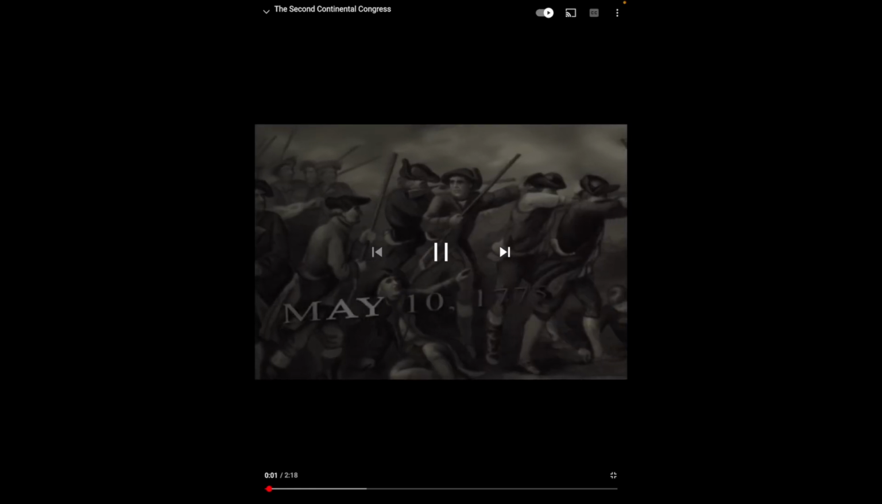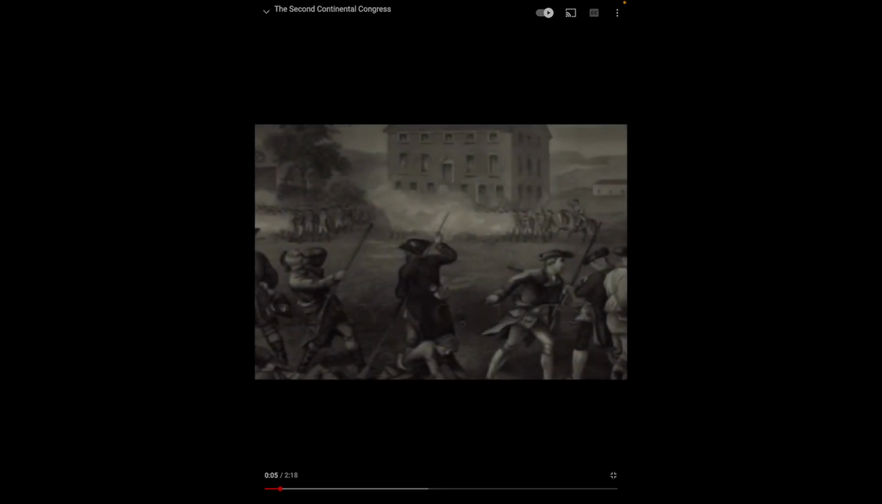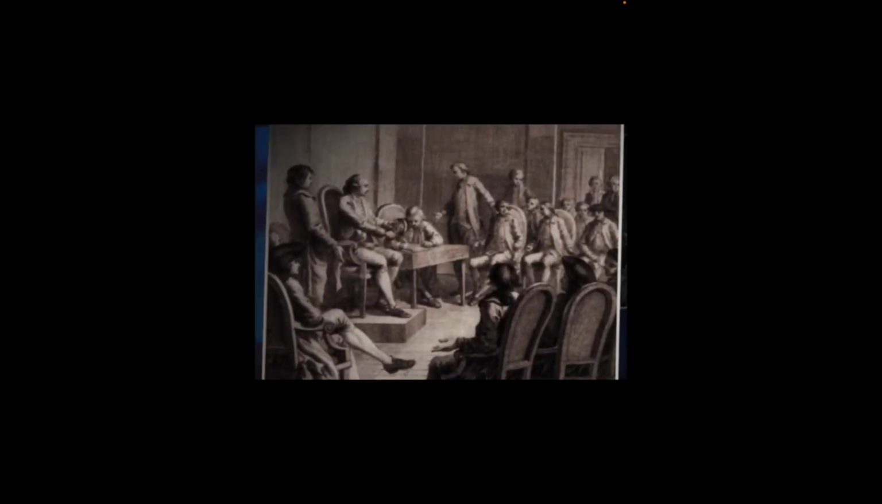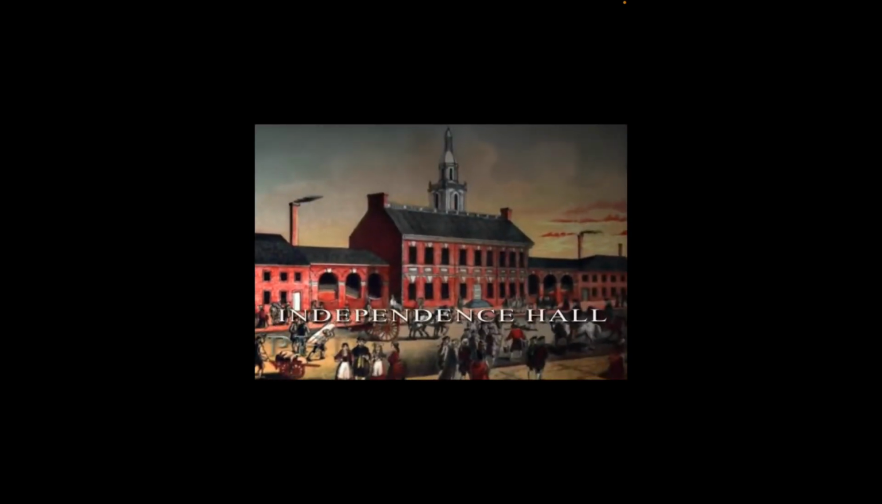On May 10th, 1775, almost a month after the battles of Lexington and Concord, delegates from 12 of the 13 colonies, with Georgia to join them in July, met at Independence Hall in Philadelphia. It was to be the Second Continental Congress.